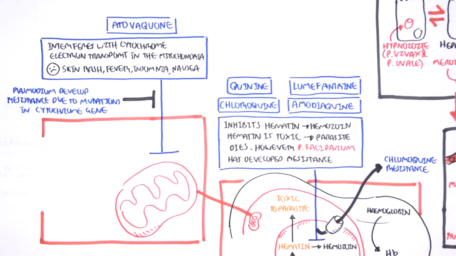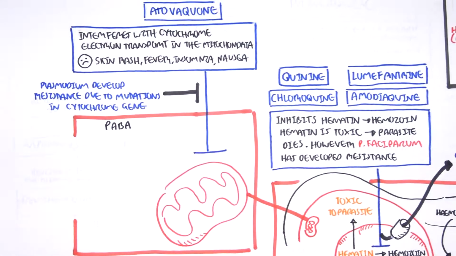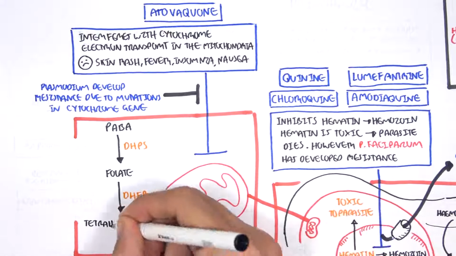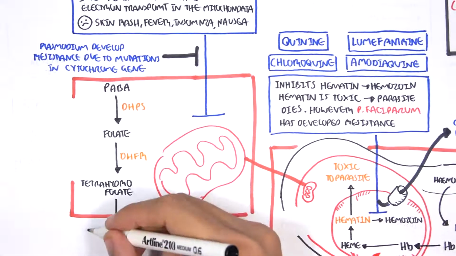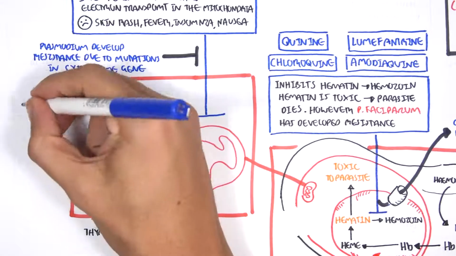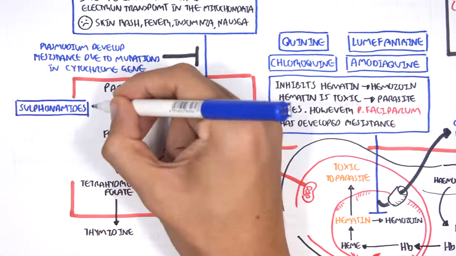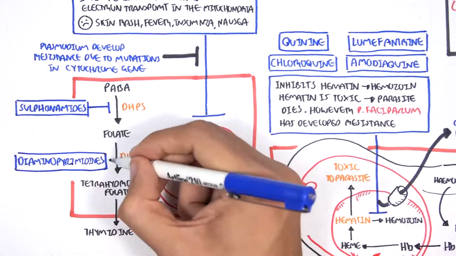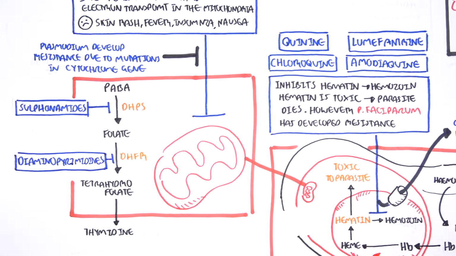The next antimalarial drugs we will talk about are the ones that target folate metabolism. The parasite can use PABA, P-A-B-A, and through the enzyme DHPS can make folate. Folate can then be converted to tetrahydrofolate through the enzyme DHFR. Tetrahydrofolate can then be converted to thymidine through several reactions. Thymidine will eventually be used for the genetic material of the parasite. Thus, if we have drugs that inhibit this process, we can kill the parasite. These drugs are also antibiotics and include sulfonamides, which inhibit the enzyme DHPS, and diaminopyrimidines, which inhibit DHFR.